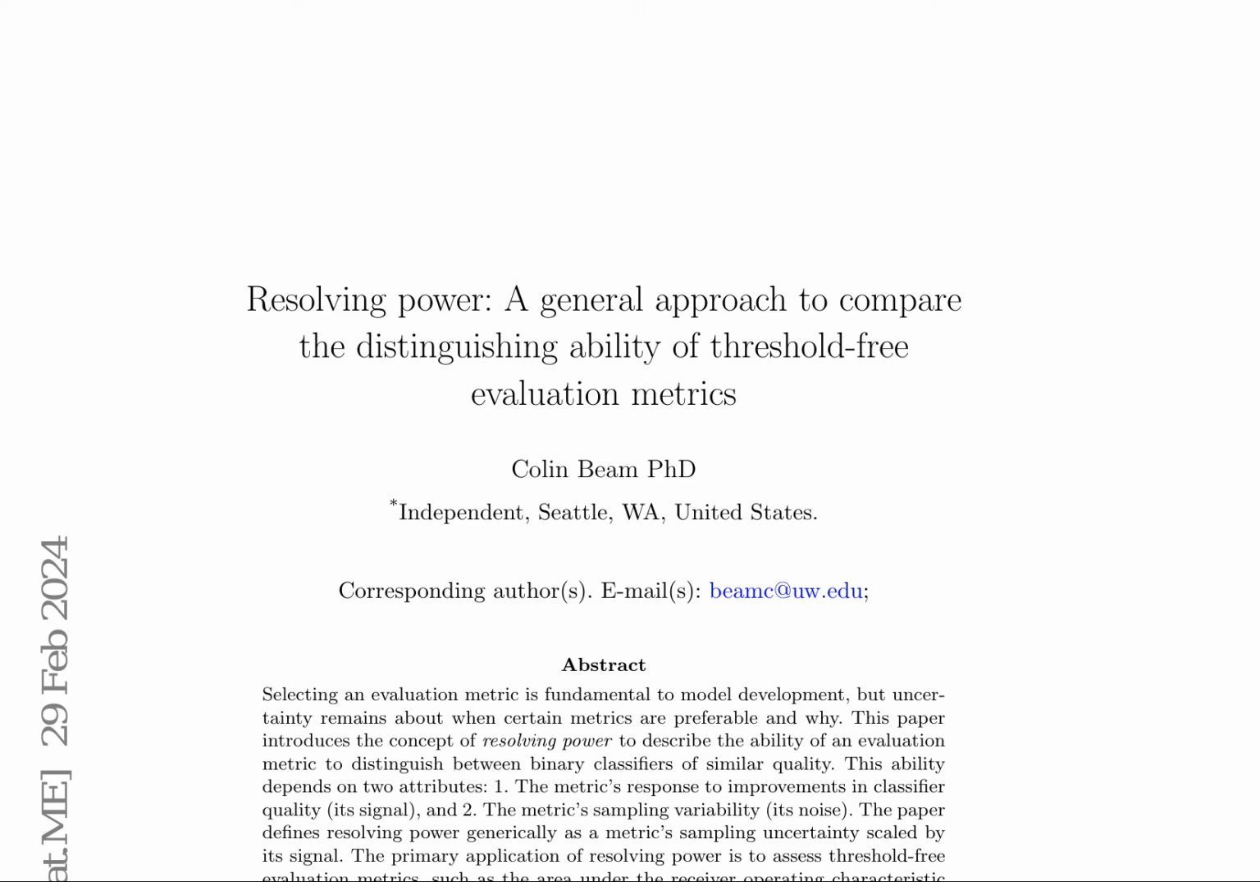In binary classification, evaluating the performance of different models is crucial. However, selecting the most suitable evaluation metric can be challenging. This research introduces the concept of resolving power, which measures an evaluation metric's ability to distinguish between binary classifiers of similar quality. Resolving power is defined by two essential attributes: the metric's response to improvements in classifier quality, or signal, and its sampling variability, or noise.